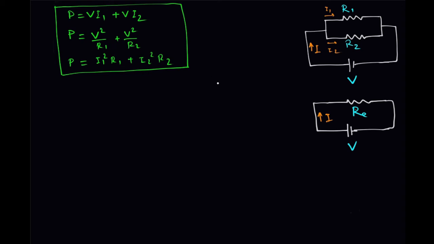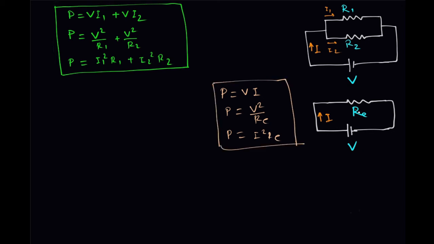Instead of using these formulas, we can directly use this formula. P is equal to, similarly, V I, that is the same as V square divided by Re, that is the same as I square Re. These are the three formulas for calculating the power consumption in this resistance. So any of these formulas can be used for calculating the power consumed in this resistance. These formulas are equal, they are identical formulas. So you can start from any of these and you can arrive at any of these.